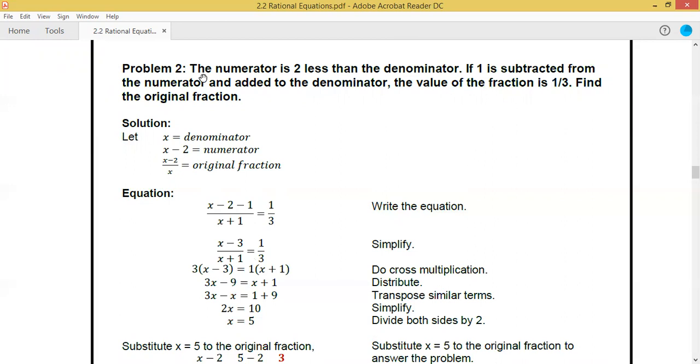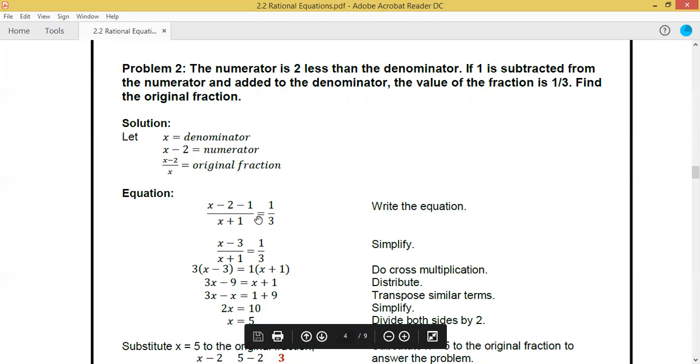Then we read the first problem again. The numerator is, so what's the value of the numerator? 2 less than, that's minus 2 of the denominator. Our denominator is x, so that will be x minus 2. In the original fraction, that's numerator divided by denominator. So we have x minus 2 all over x. Now let us find the equation.